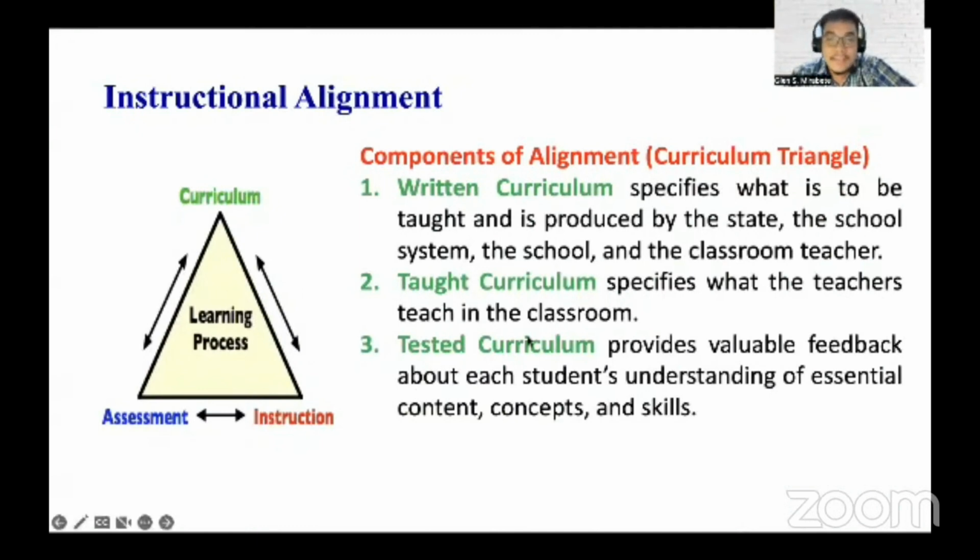Okay, so the tested curriculum provides valuable feedback about each student's understanding of essential content, concepts, and skills. So when assessing the performance of the students, it should be based on what has been said. That's why we have here the components of the alignment curriculum triangle, because these three are inseparable. They are intertwined. What has been said, what has been taught, what has been assessed. So written, taught, and tested curriculum.